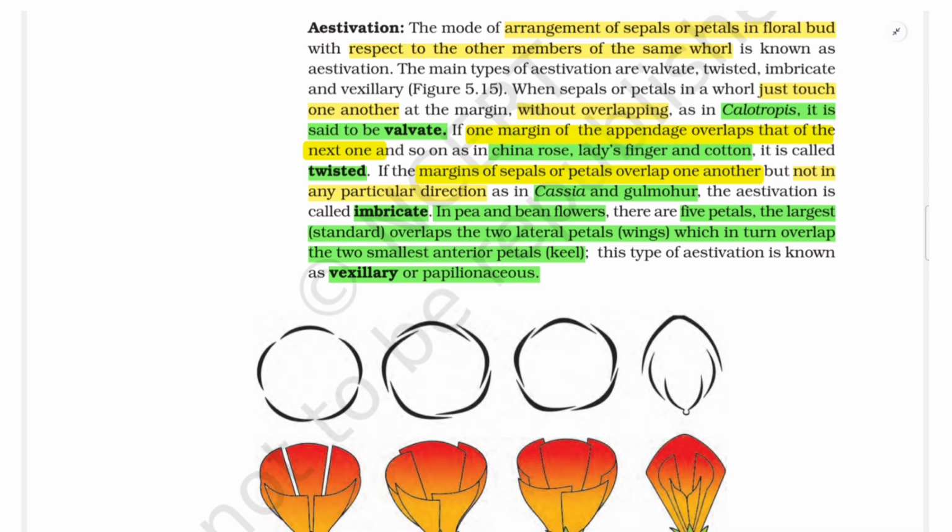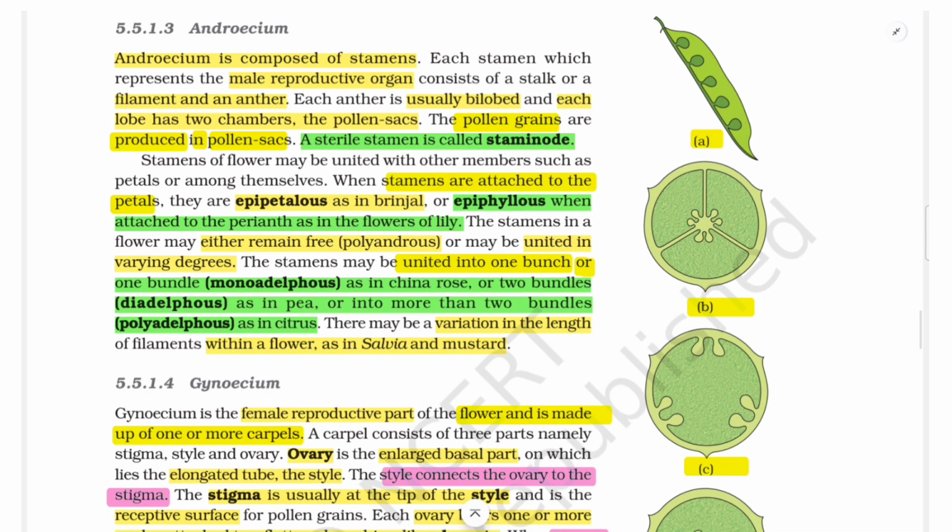In pea and bean flowers, there are 5 petals. The largest, also known as standard, overlaps 2 lateral petals, also known as wings, which in turn overlap the 2 smallest anterior petals, also known as keel. This type of estivation is known as vexillary.